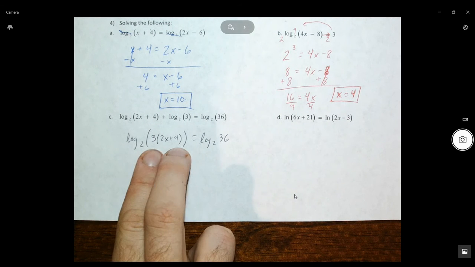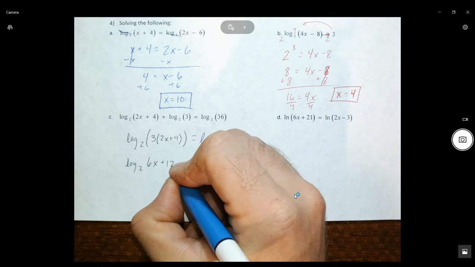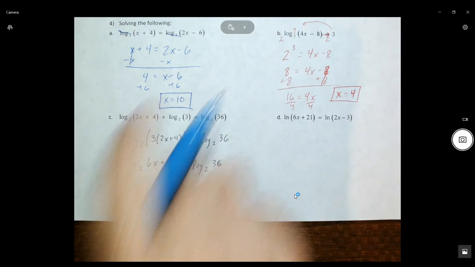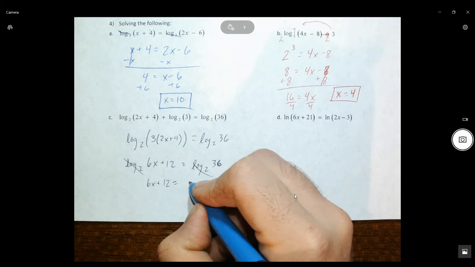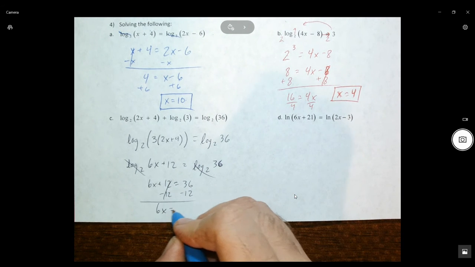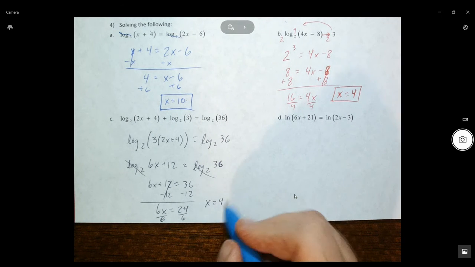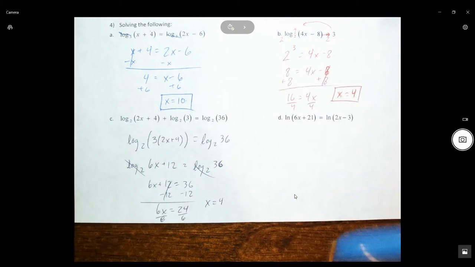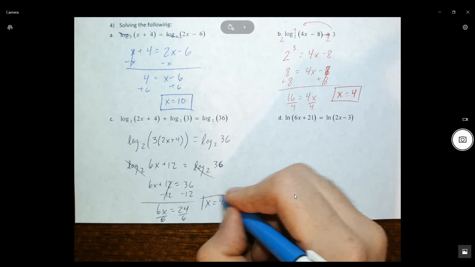All right, I'm going to go ahead and distribute here. So log base 2 of 6x plus 12 is equal to log base 2 of 36. And now we're at the same point we were at with A. I can get rid of these log base 2's. 6x plus 12 is equal to 36, and I can solve here. 6x is equal to 24. x is equal to 4. Make sure it doesn't give you a negative. The only place to plug it in is right here. 2 times 4 is 8, 8 plus 4 is 12. So it's positive, so I'm good.